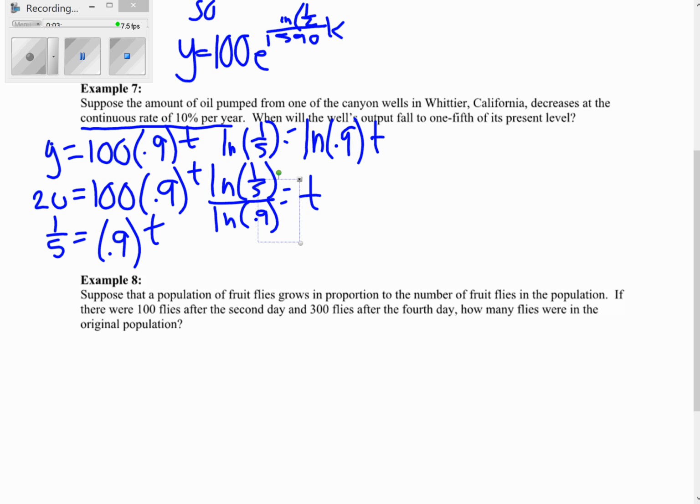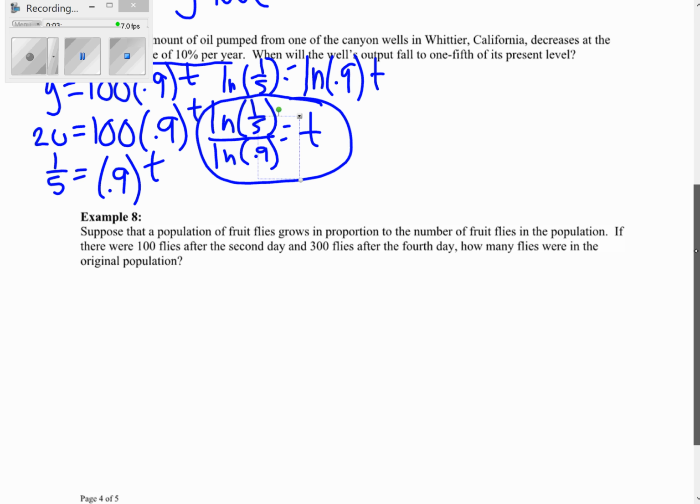And if you want a decimal, great. I don't, because I don't have my calculator handy with me. So there you go. That's it.